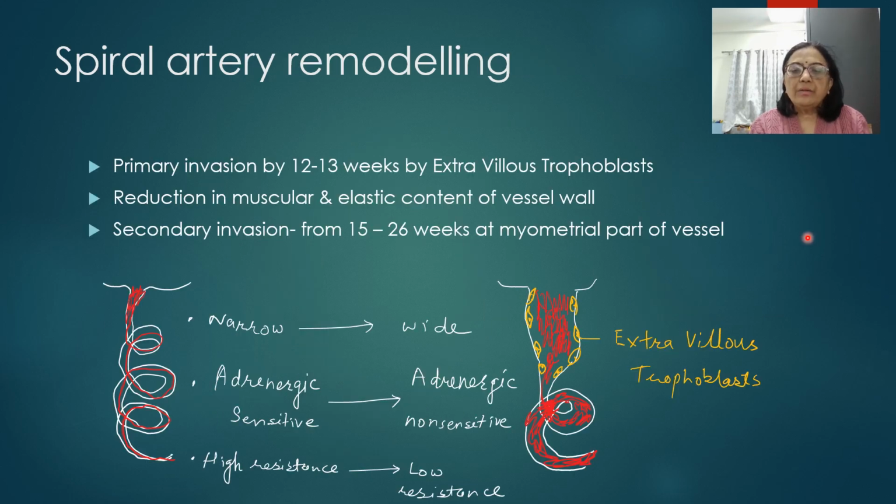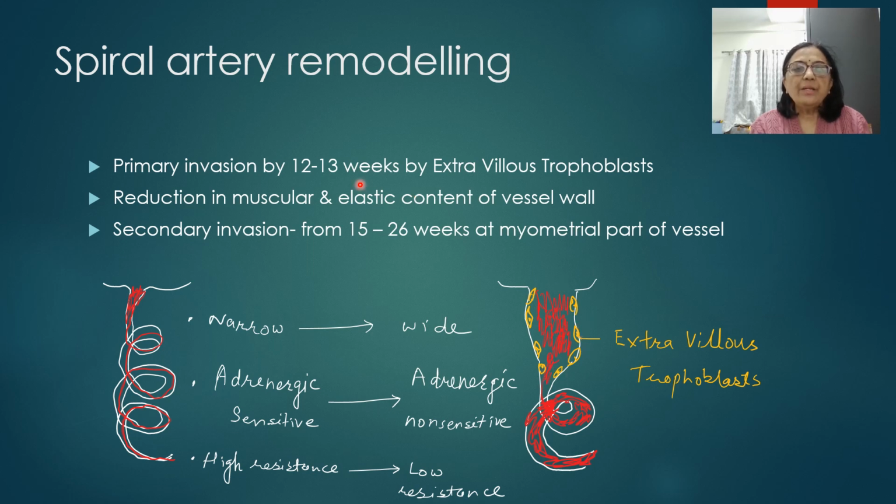Why are we discussing these spiral arteries? The important event which takes place during pregnancy is called spiral artery remodeling, which takes place in two stages. First is a primary invasion by 12 to 13 weeks. Here, this is the spiral artery before invasion, and this is the spiral artery after invasion.